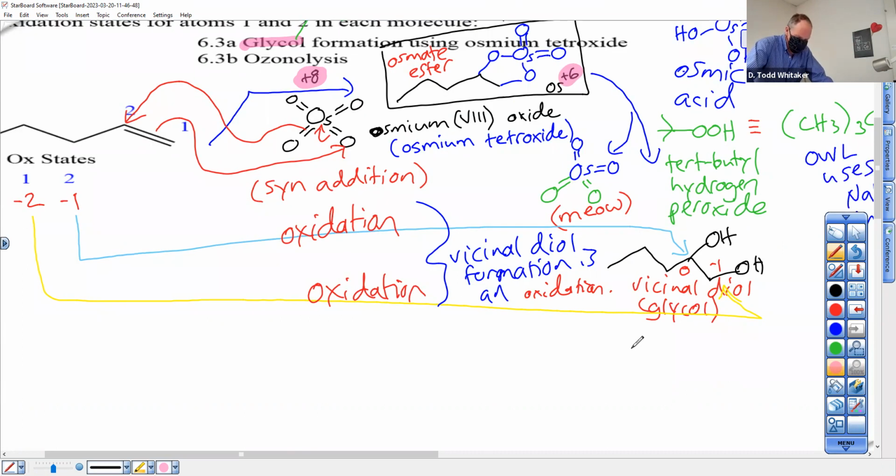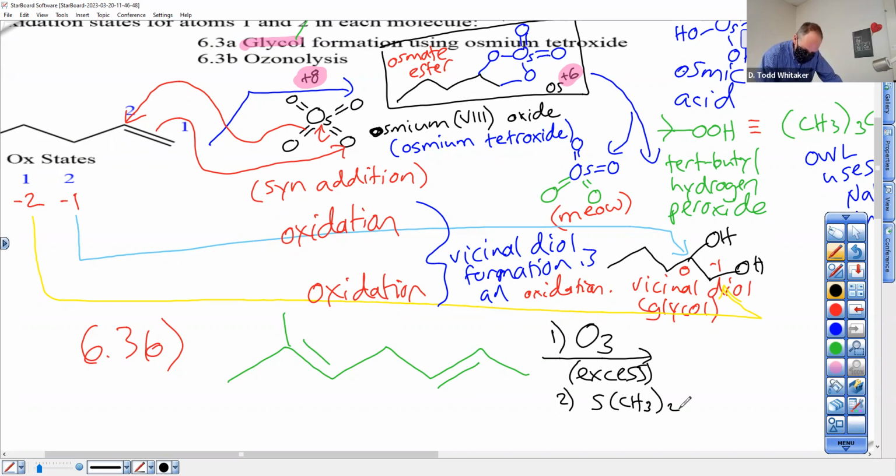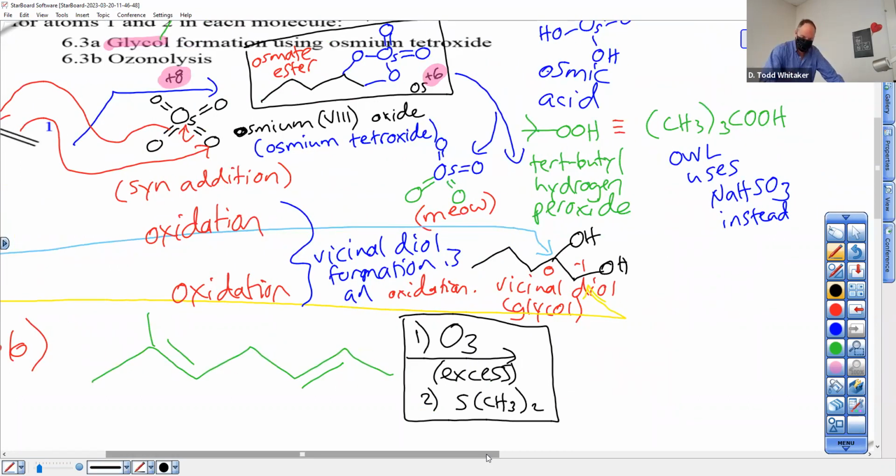And then I've got to cut to the chase because we're running out of time. The only two things you're responsible for are ozonolysis, 6.3b. Here they are. One exercise is going to have you doing stuff like this. And you're going to go with O3 excess. And that's step 1. Step 2, sulfur with 2 methyls. You're responsible for those chemicals. I'm going to put them in a box. You should be able to tell me those chemicals if they're missing. And the easy part is telling me the result of this reaction.